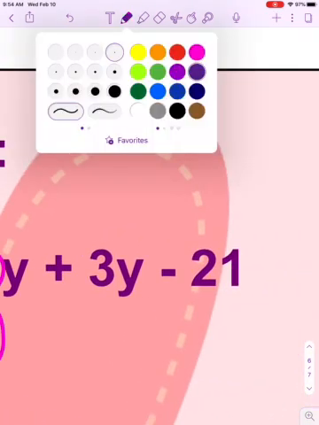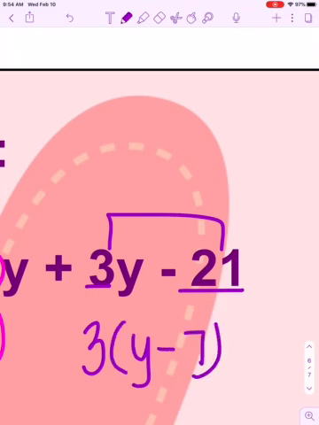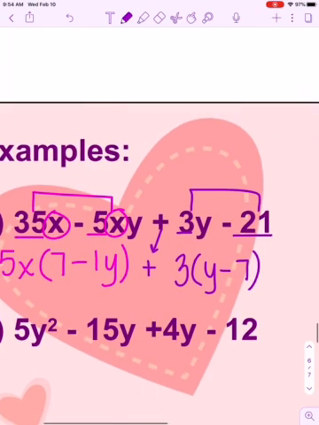Okay? Then we scooch on over here. And then we do these. 3 and 21, I can take out a 3. They do not share any variables, so all I can take out is a 3. And I get a y and a minus 7. I took out a positive 3.